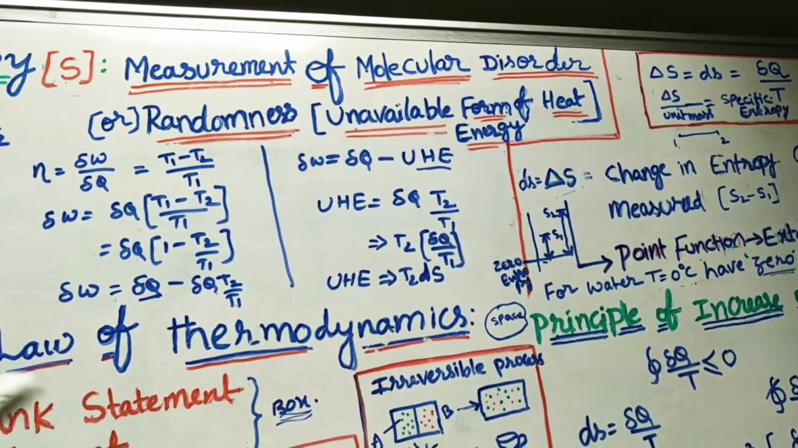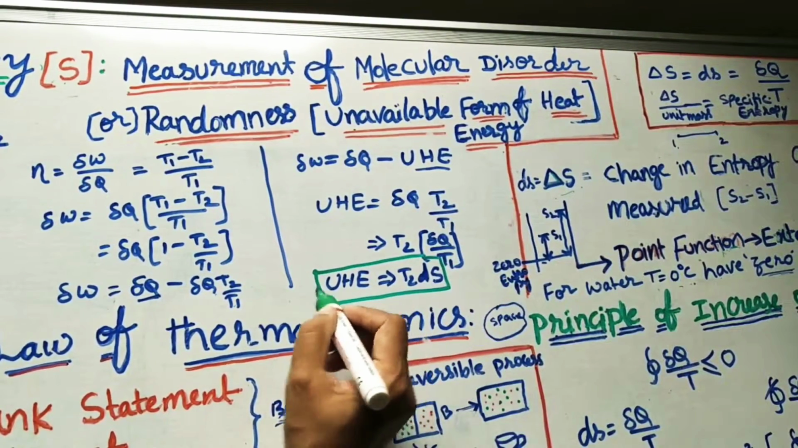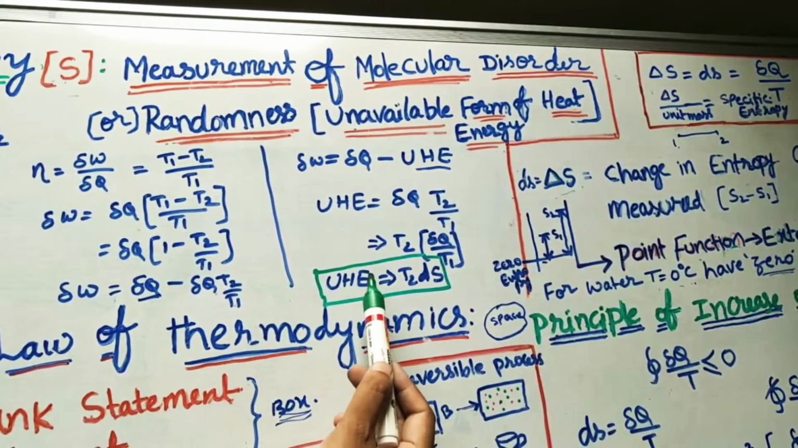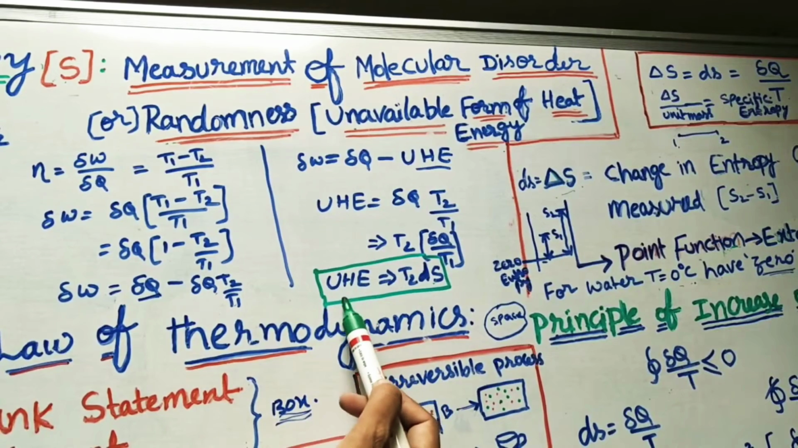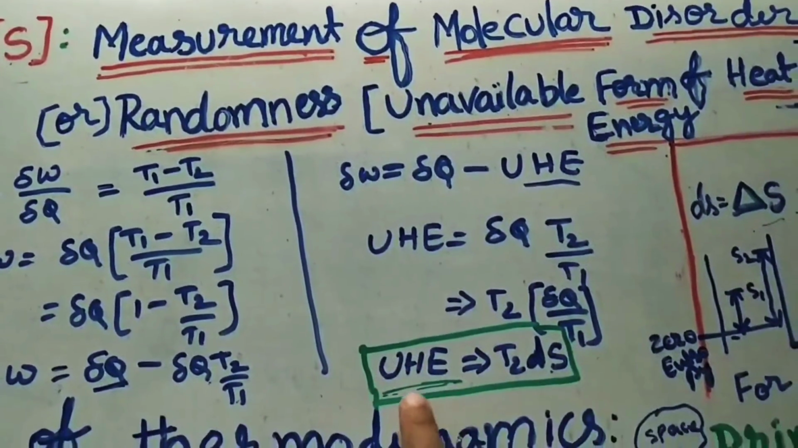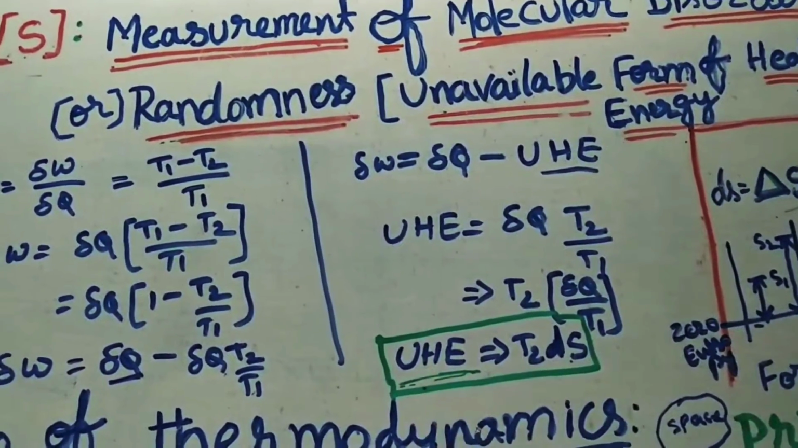So I am keeping this in one box. According to the definition of entropy, it measures the unavailable form of heat energy. This entropy is measuring this amount of unavailable heat. So this is another definition of entropy. Whatever exhaust gases come from the engines, that is an unavailable form of energy. We can't reuse that energy.